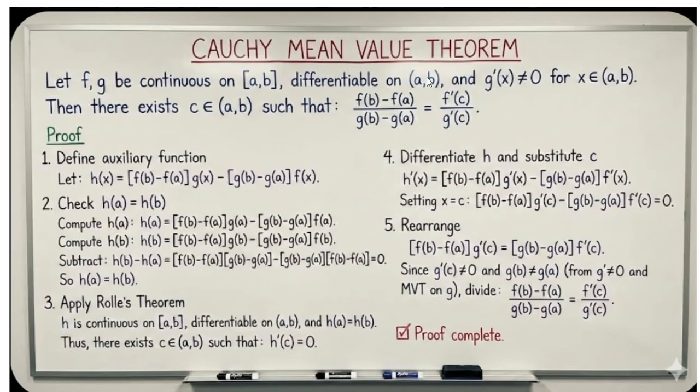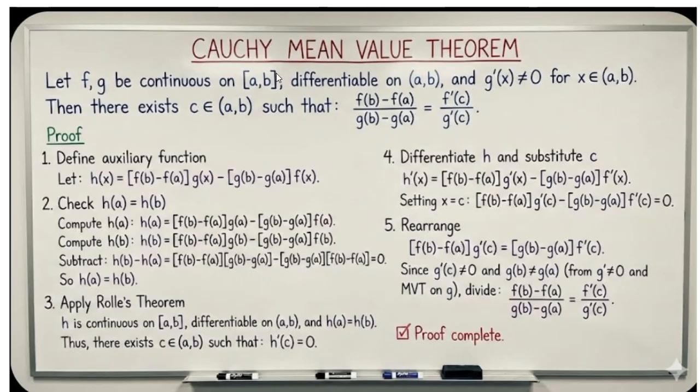Differentiable means the left and right hand derivatives exist on this interval, excluding the endpoints, and g dash of x is not equal to 0, which means the first derivative of the second function, that is g, is not equal to 0 for x belonging to the open interval. Then there exists a c, you have to prove, such that f of b minus f of a divided by g of b minus g of a is equal to f dash of c divided by g dash of c.